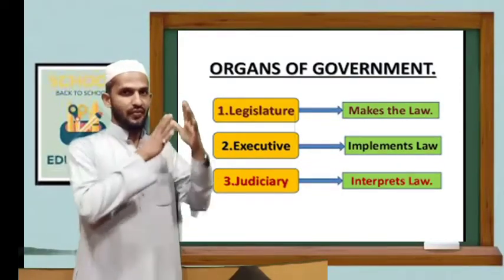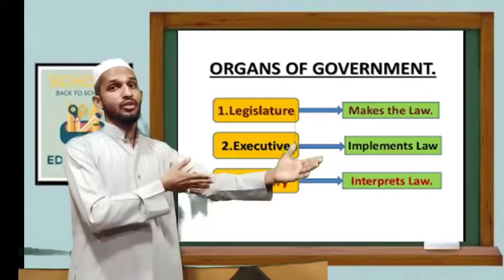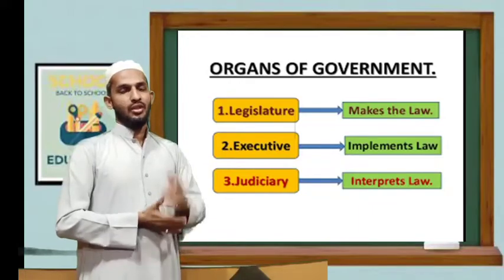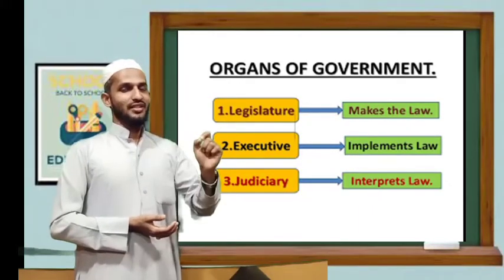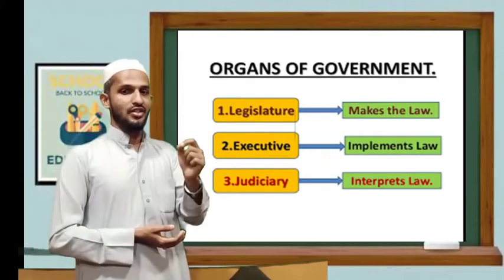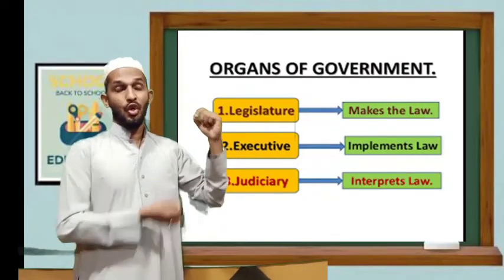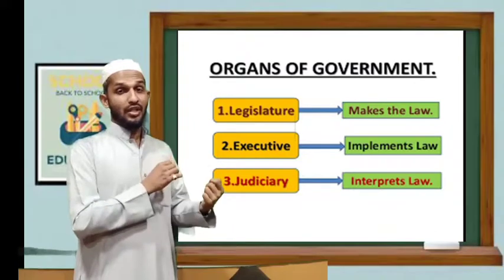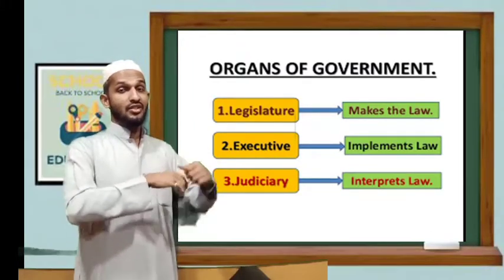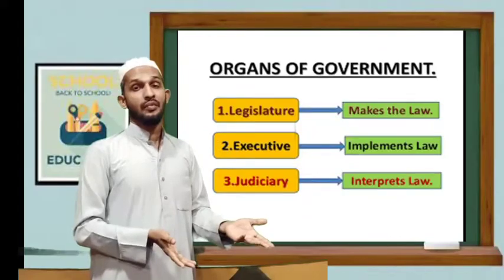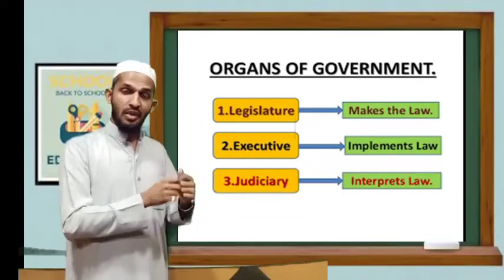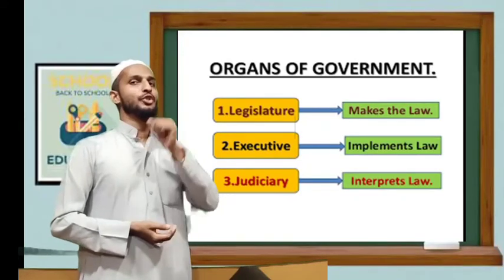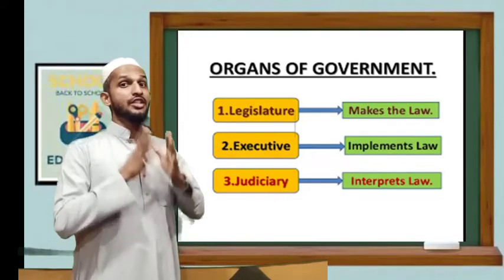So each and every organ has its own duties. What are they? The main duty of the legislature is to make the law for our nation. And the second one, executive. What is it doing? The laws that the legislature made, the executive will implement. Then the third one is judiciary, to interpret the laws.